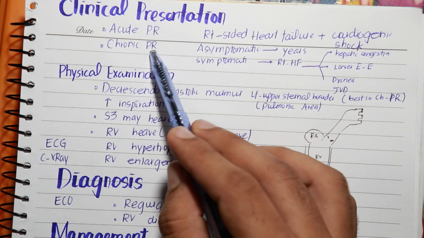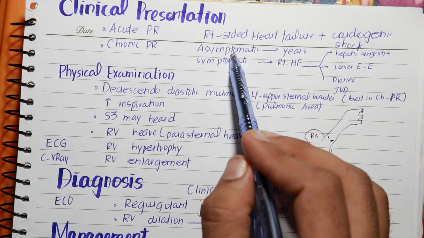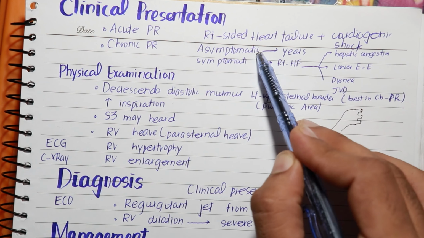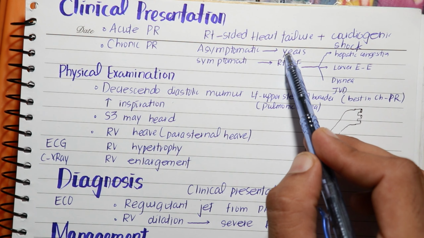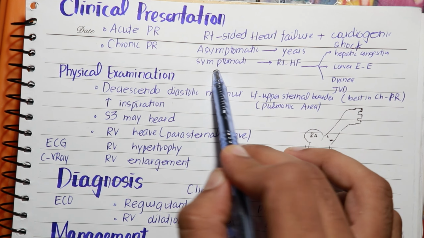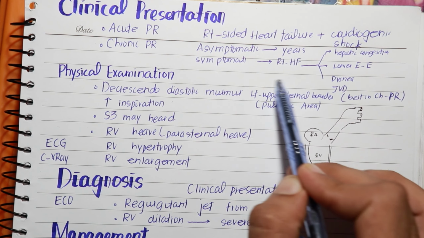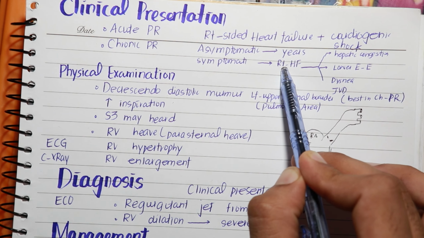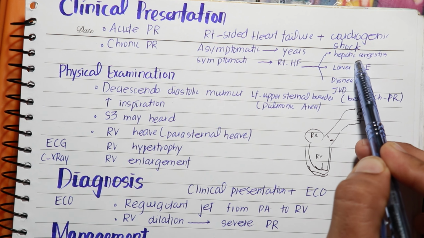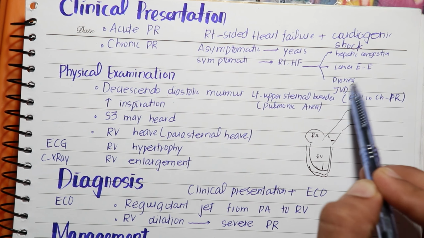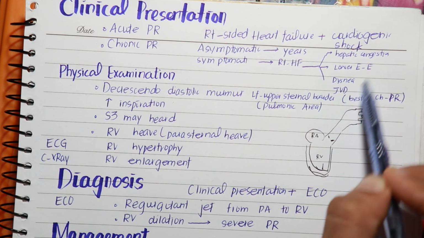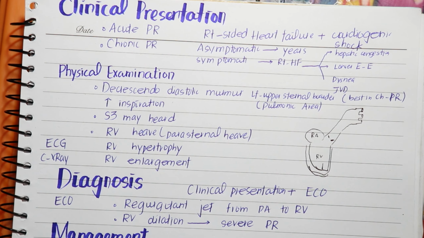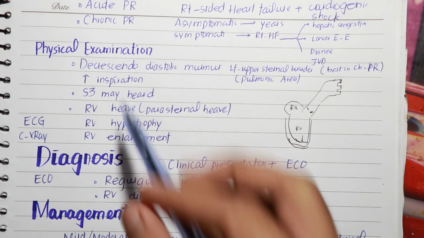In case of chronic pulmonary regurgitation, it could be either symptomatic or asymptomatic. For asymptomatic, it remains for years and years, like 10 years, 20 years. But when symptoms develop, the symptoms are of right-side heart failure. So in heart failure, we have studied that in case of right-side heart failure, symptoms would be hepatic congestion, lower extremity edema, dyspnea and jugular venous distension. These are the symptoms with which the patient presents to you in your clinic. So you do the physical examination to rule out causes.